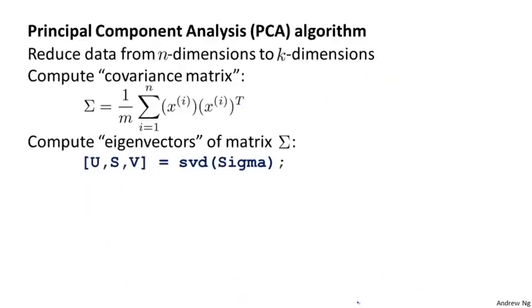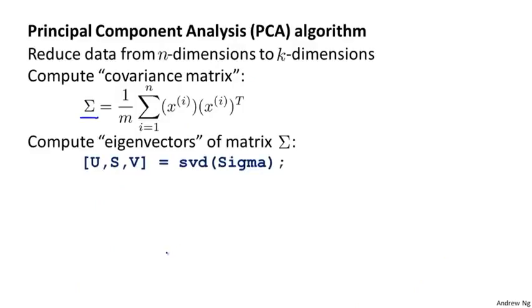Let's say we want to reduce the data from n-dimensional to k-dimensional. What we're going to do is first compute something called the covariance matrix. And the covariance matrix is commonly denoted by the capital Greek letter sigma.